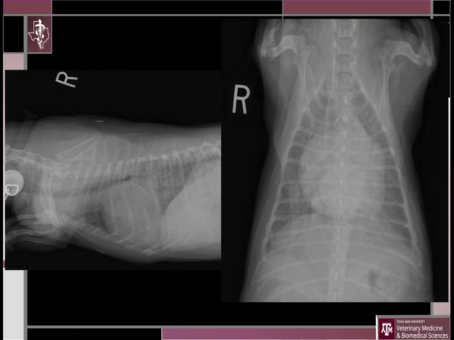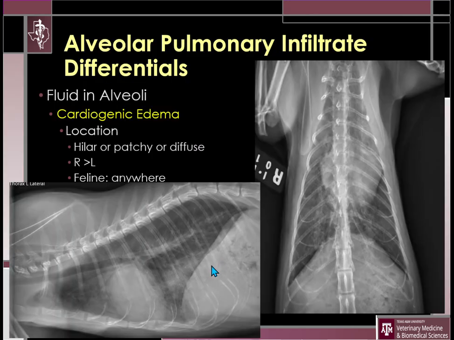This is another example of an animal in heart failure. So the cardiac silhouette is enlarged. We'll talk about this later. The trachea is dorsally displaced. There's some left atrial enlargement. But there's this alveolar pattern in the caudal lung lobes. It's more severe centrally than at the very periphery of this lung. And the cranial ventral part of the lung is also less severely affected. So it's in that hilus extending caudally and dorsally.